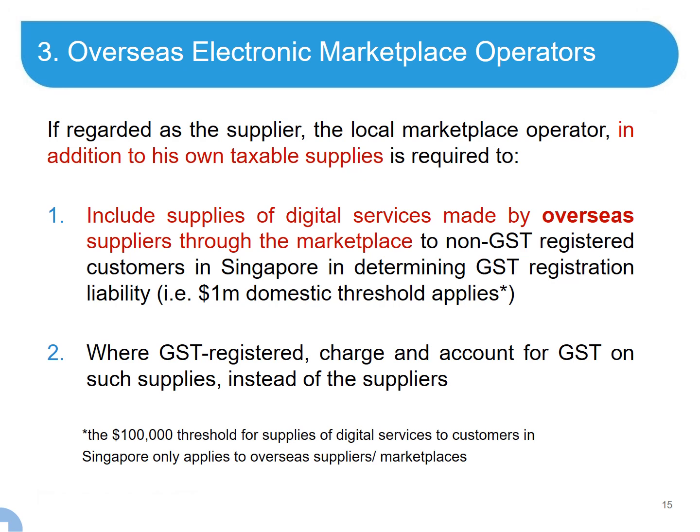What about a local electronic marketplace operator that is regarded as a supplier of services made through its platform? If regarded as a supplier, in addition to its own domestic taxable supplies, the marketplace operator should also include supplies of digital services made by overseas suppliers through its marketplace to non-GST registered customers in Singapore as part of its total supplies in determining its GST registration liability under the Domestic Registration Rules. In other words, the 1 million domestic registration threshold applies to local marketplaces instead of the 100,000 imported digital services threshold. Where GST registered, the marketplace operator should charge and account for GST on such supplies made through its marketplace, instead of the underlying suppliers.